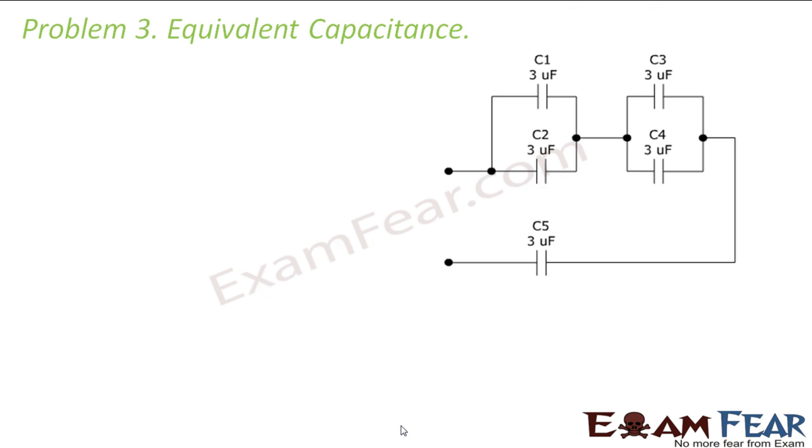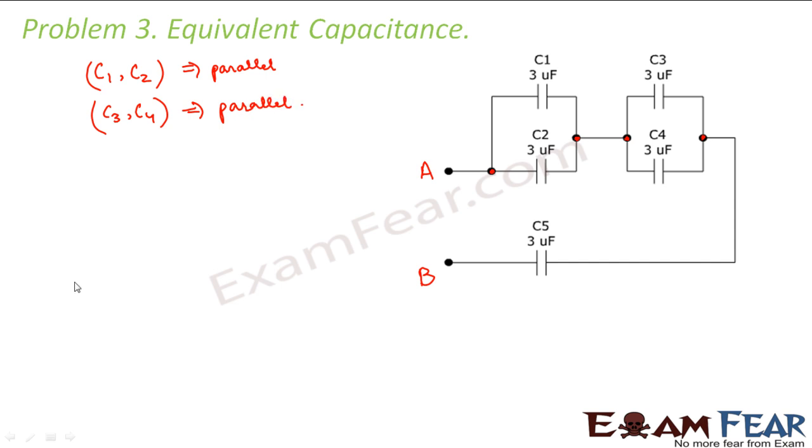Let us look at yet another circuit. So let us examine this circuit. Here also you have to calculate the equivalent capacitance between A and B. If you look at these 2 points, they join C1 and C2, which says that C1 and C2 make a parallel combination. Similarly, C3 and C4 are also joined between 2 points, so C3 and C4 again make a parallel combination, right?